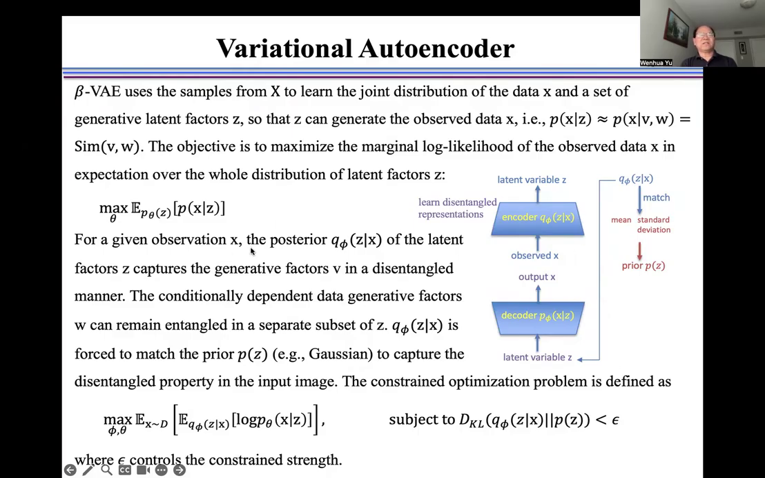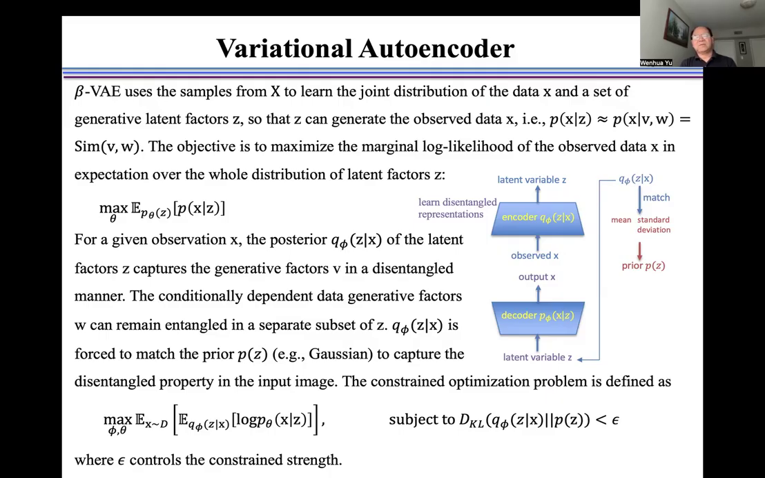For a given observation X, the posterior Q phi of the latent vectors Z captures the generative vectors V in a disentangled manner. The conditional dependent data generative vectors W can remain entangled in a separate subset of Z. Q phi is forced to match the prior P, for example, a Gaussian distribution, to capture the disentangled property in the input image.